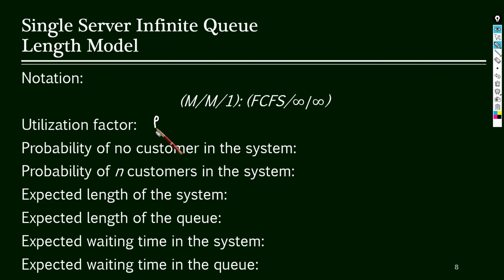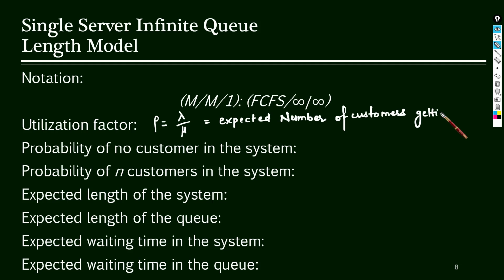So we have derived that the utilization factor is known as rho, which is equal to lambda by mu. This rho is also known as the expected number of customers getting served. Okay, so this is the rho value.